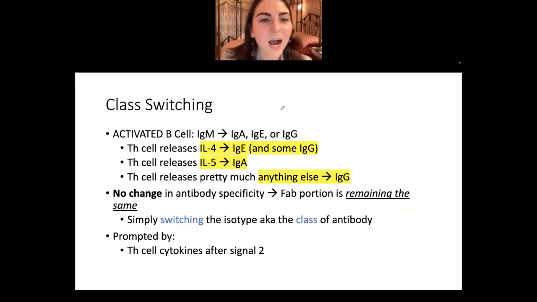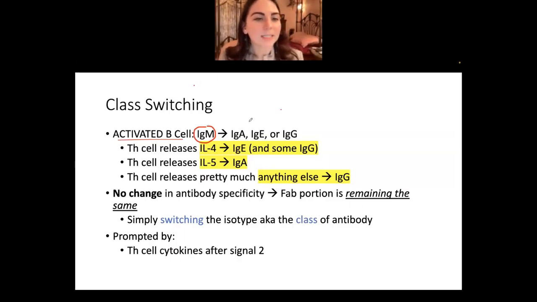If we activate a B cell, the first thing that happens is the release of IgM. Remember, we talked about this. This is why IgM is the first thing that's released in an infection. But then we kind of want to change it and make it more specific to what we're fighting. Are we fighting a parasite? Are we fighting a virus that would require really good neutralizing antibodies? What do I need here? So this is known as class switching.